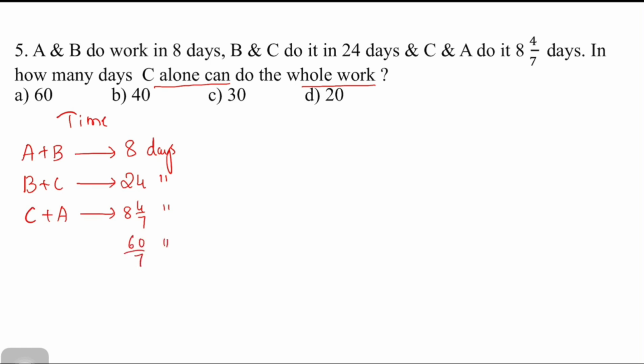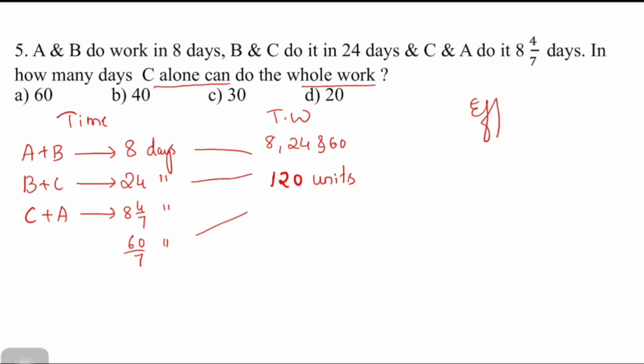Then what is the LCM? Total work we have to find out. Total work is nothing but the LCM of all these 3. So LCM of 8, 24 and 60/7. Don't take the denominator, just take the numerator. 60 ones are 60, which is not divisible by 24 and 8. 60 twos are 120. Yes, 120 is divisible by 24: 24 fives are 120 and 8 fifteens are 120. So 120 is the LCM, so 120 units is the total work.